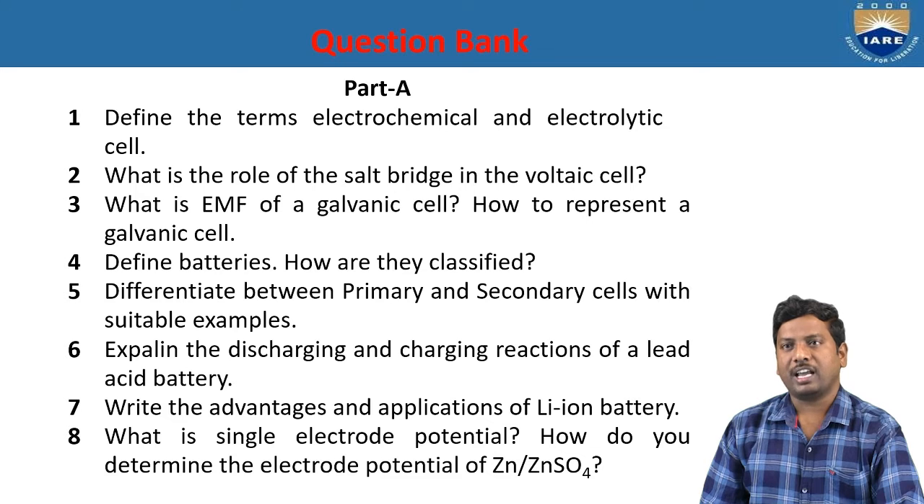What is the EMF of a galvanic cell? How to represent a galvanic cell? EMF is nothing but the maximum potential difference between the two electrodes present in a galvanic cell. It is represented as the potential difference between the cathode and anode, and it is equal to 1.1 volts.